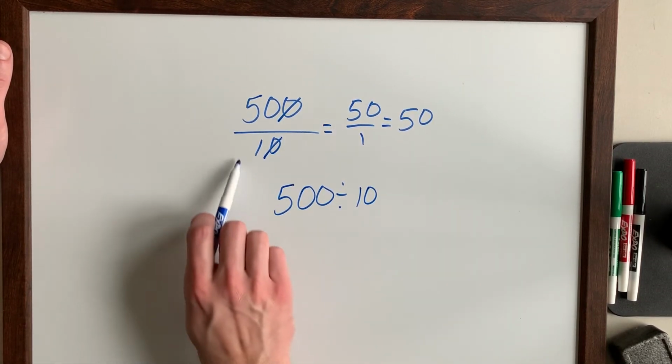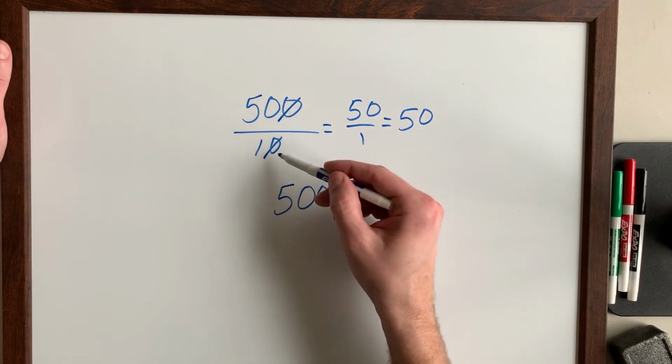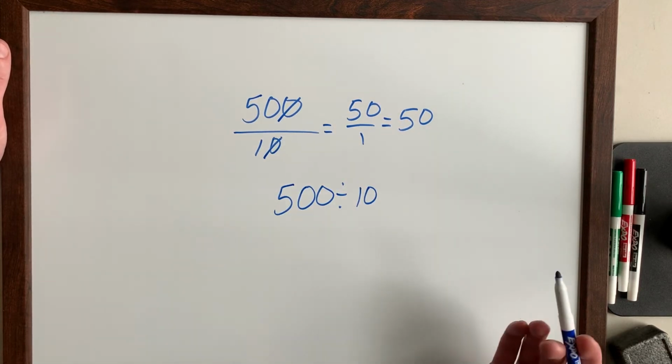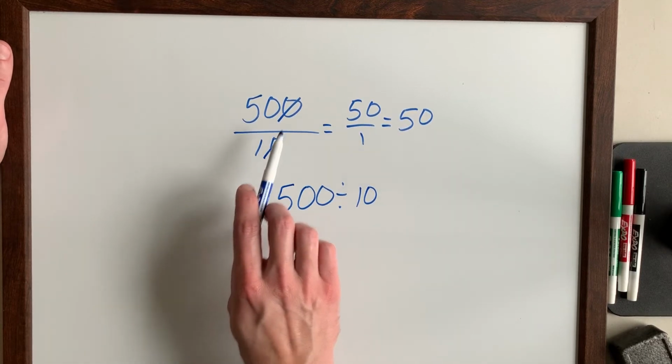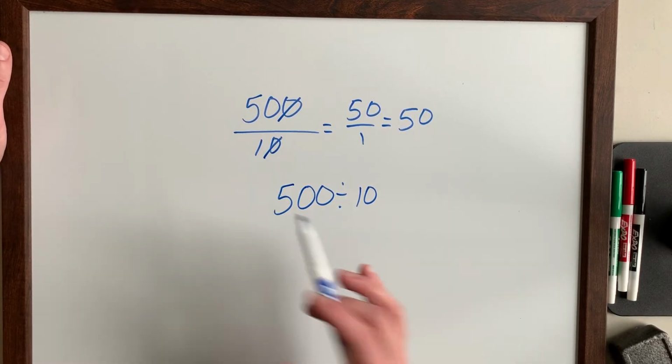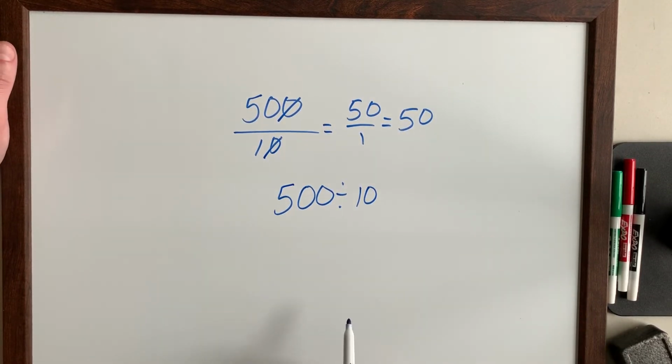I like writing them as a fraction because then it's easy to remember that zeros can cancel each other out, 1 for 1. And in the future, when you get to algebra, this same process is helpful. So it's good to start practicing now.